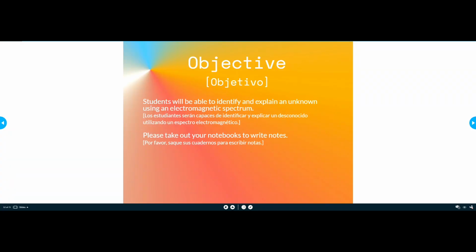Our objective for today is students will be able to identify and explain an unknown using an electromagnetic spectrum. Please take out your notebooks to write notes.